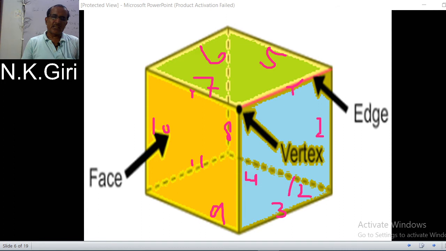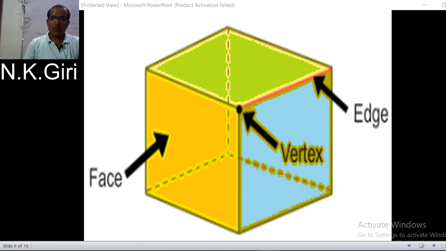Now we come on vertex. It means the corners of a three-dimensional shape are called vertices. This is 1, 2, 3, 4, 5, 6, 7 and this is 8. It has 8 vertices.